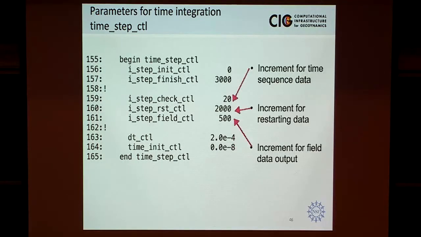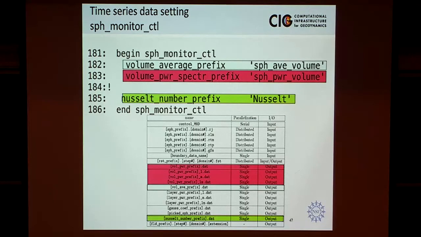I already know this slide, but I already told you. The last thing is time sequence data. It can output a crazy number of data, but the important and useful things today are volume average data, mean square data, and Nusselt number. So this program outputs the history of the Nusselt number at the inner core boundary and outer core boundary, and outputs the kinetic energy or other mean square data in files with this file prefix.